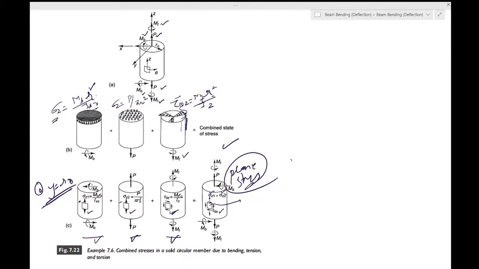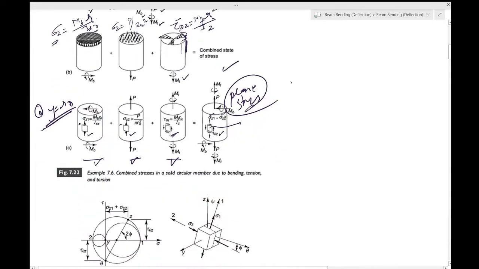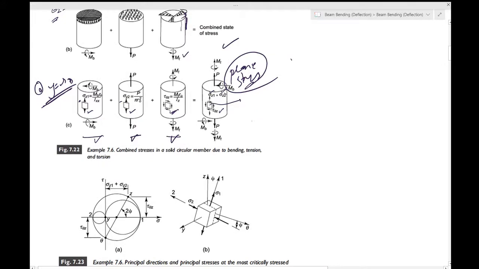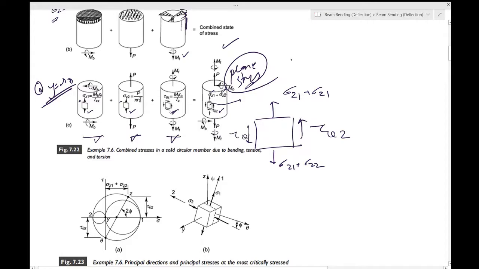Okay, so once this is done, after that what you have to do is plot this three-dimensional state of stress. So I'll just write it in a better way. You have sigma z1 plus sigma z2, sigma z1 plus sigma z2. Then you have a tau theta z, and then you would have a tau z theta and tau z theta.